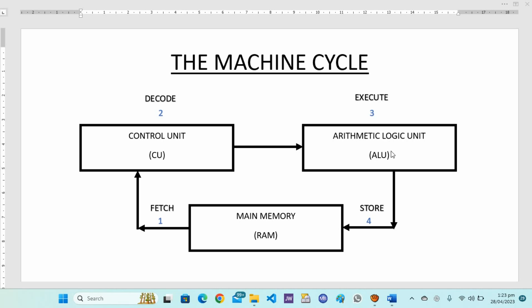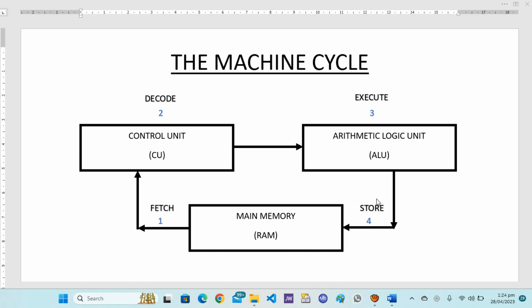In the arithmetic and logic unit, stage 3 of the machine cycle is carried out, that is, execution of program statements. What this implies is that program execution, or processing of data, takes place in the part of the CPU called the arithmetic logic unit. After the execution, the results are written back into the RAM or main memory, and this is the storage phase of the machine cycle.